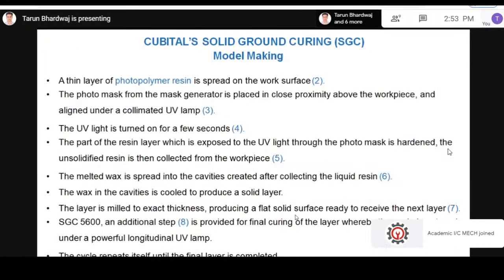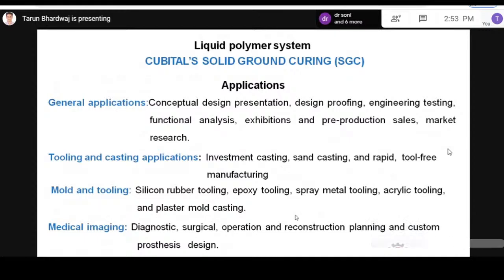These are the various applications: we can use it for conceptual design presentation, design proofing, engineering testing, functional analysis, and we can use it for tooling and casting applications such as investment casting, also sand casting, rapid tool-free manufacturing, and we can also use it for mold and tooling, medical imaging for diagnostics and surgical operations, construction planning, and custom prosthesis design also, with solid ground curing.